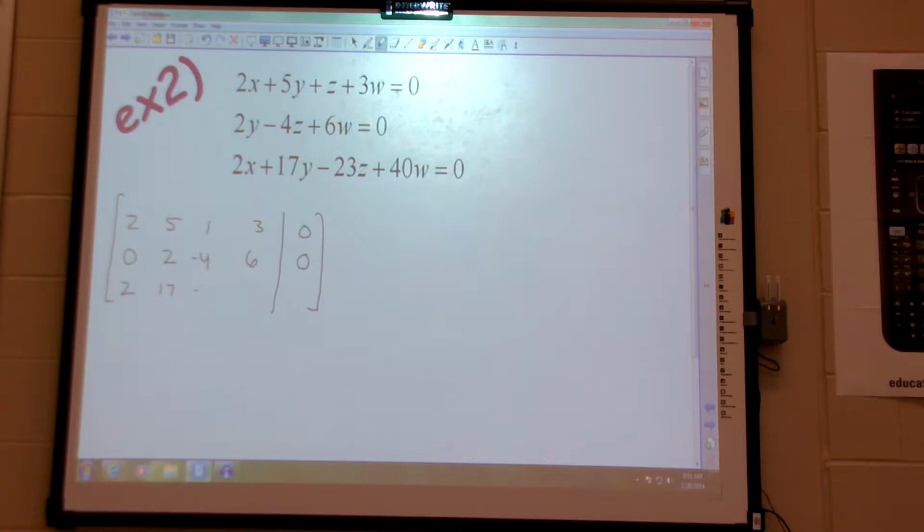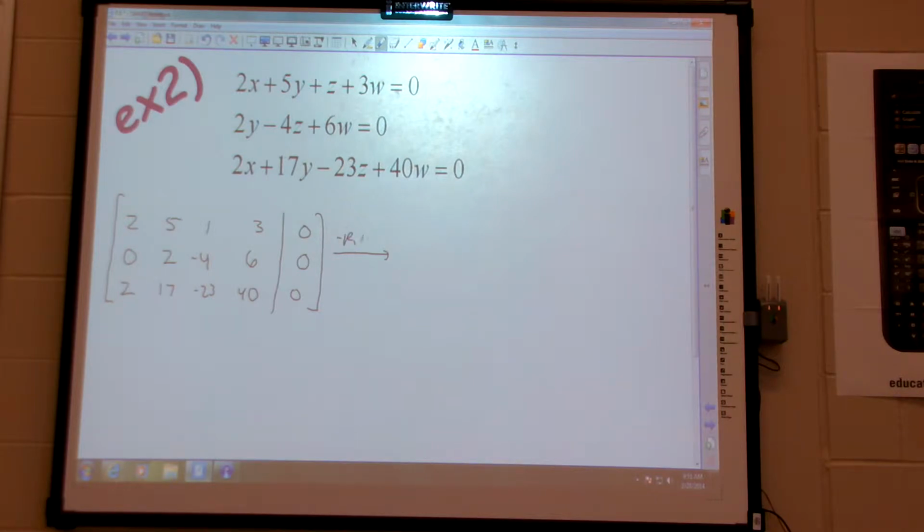17, negative 23, 40, 0. I don't like that row. That's my favorite. Is it? I need to make a 1. But before we do that, how about we make one of those zeros? That'd be 0 anyway. Save myself a little fraction work. Yes, no? Let's get rid of this one.